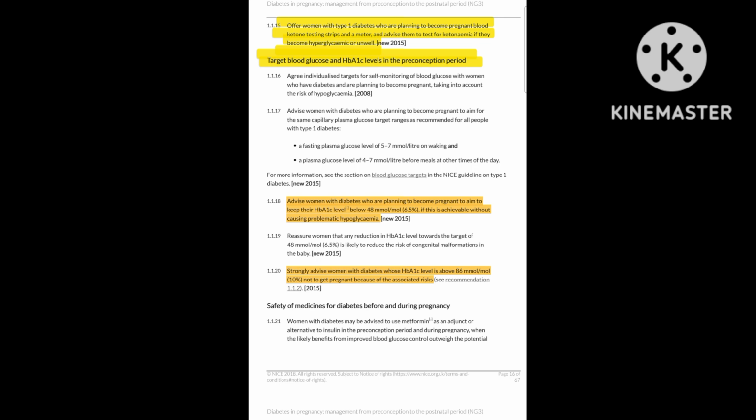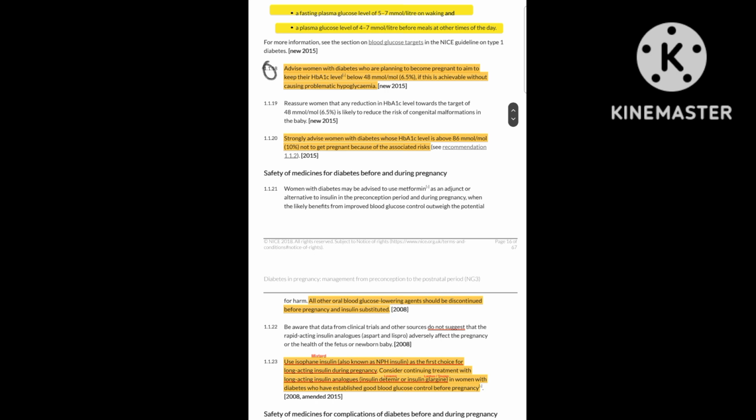Advise women with diabetes who are planning to become pregnant to aim for those capillary plasma glucose target ranges as recommended for all people with type 1 diabetes: a fasting plasma glucose of 5 to 7 mmol per liter on waking, and a plasma glucose of 4 to 7 mmol per liter before meals at other times of the day.